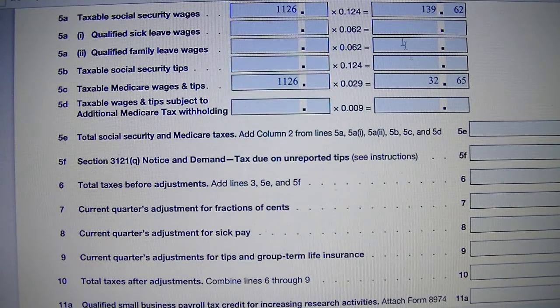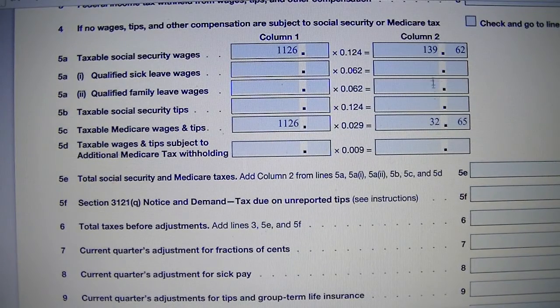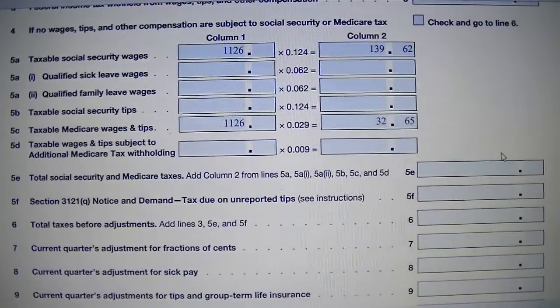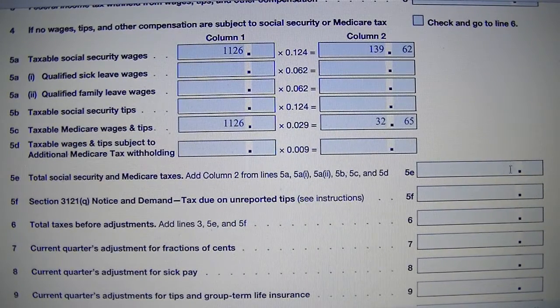So you'll add all the column 2 from line 5A to line 5D. So it's going to be $139.62 plus $32.65. And it will go on line 5E.